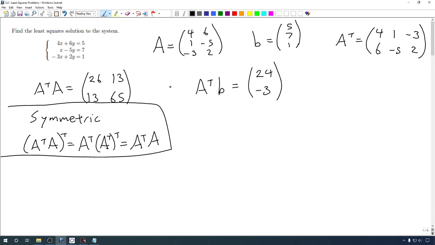So we're looking for a solution to A transpose A times X, or X hat specifically, is equal to A transpose B. Well, let's just solve that system as an augmented matrix. We're looking for a solution to this.